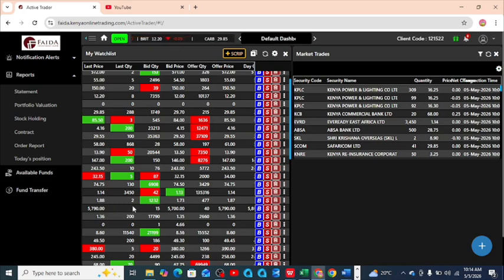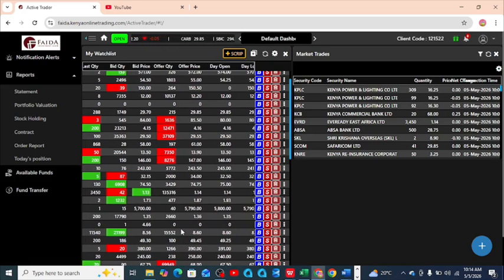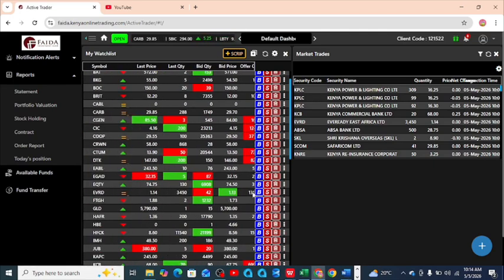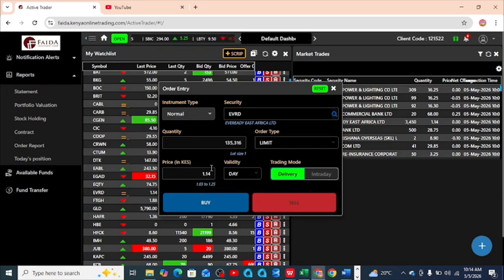Let me come here and choose to buy. We want to buy Everready, so I'll come here and choose to buy at 1.35. Maybe I can choose 1.3, but I got 1.2.